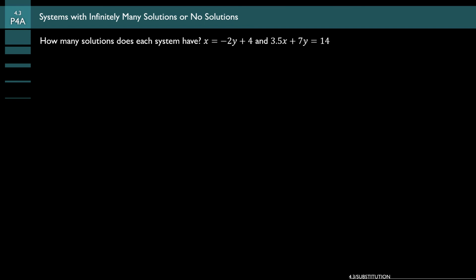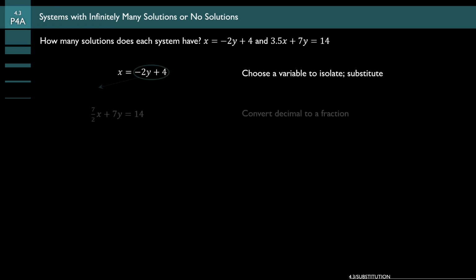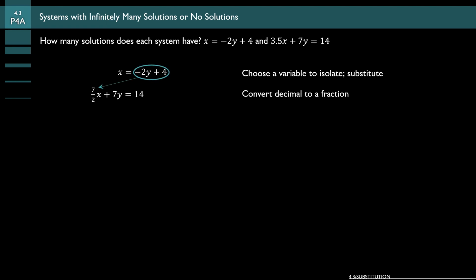So we're given x equals negative 2y plus 4 and 3.5x plus 7y equals 14. So what we can do here is we've already got the x isolated. We know that x is equal to negative 2y plus 4, and so we can plug that into the other equation. Now what I've done is I've converted the decimal to a fraction. You could also, if you wanted to, convert the decimal to integers.